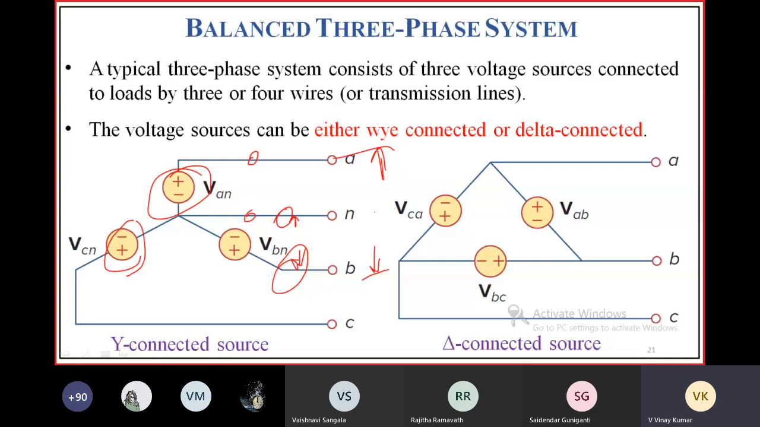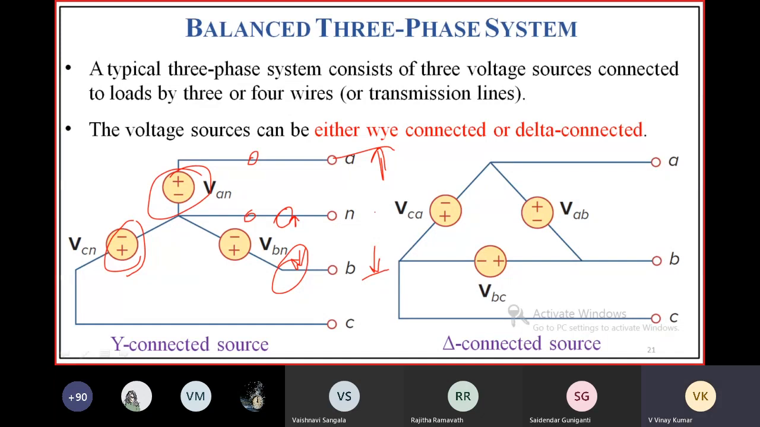We can also have naming conventions, not only ABC like that. You can also have RYB. Practically, we follow this naming convention, RYB. Outside, if you see, R phase is red in color. Phase Y is yellow in color. Phase B is blue in color.